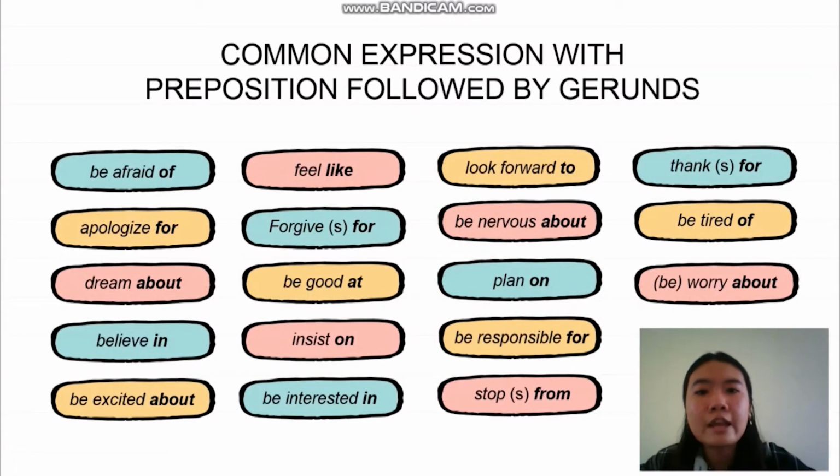These are common expressions with preposition followed by gerunds. I recommend you remember all of these because it will help you answer questions in the future. And the bold words here are the prepositions. First of all, there is be afraid of, apologize for, dream about, believe in, be excited about, feel like, forgive, ask for, ask here for someone.